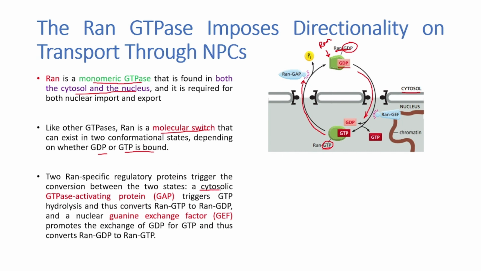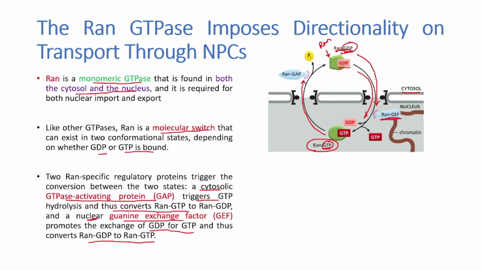Number one, cytosolic GTPase activating protein, GAP, that triggers GTP hydrolysis and converts Ran GTP to Ran GDP, and the nuclear guanine nucleotide exchange factor, GEF, promotes the exchange of GDP for GTP and thus converts Ran GDP to Ran GTP. So as you can see, when Ran GDP enters the nucleus from the cytosol, what happens? This Ran GEF, guanine nucleotide exchange factor, converts the GDP to GTP. As a result, it is converted into Ran GTP.